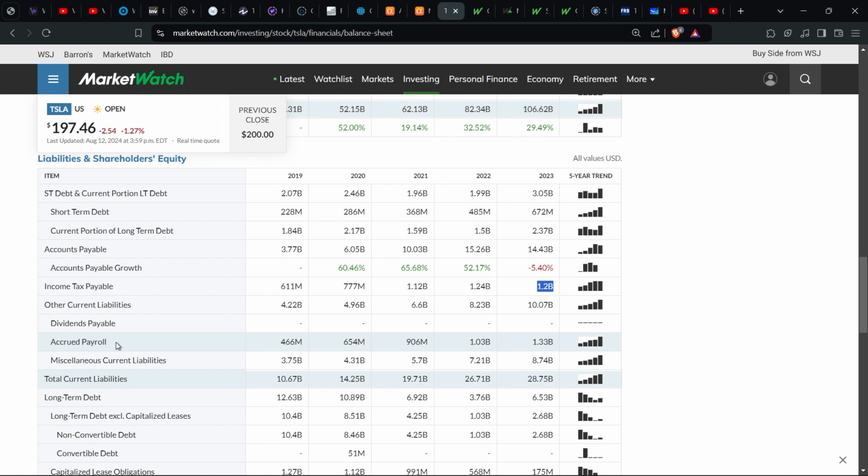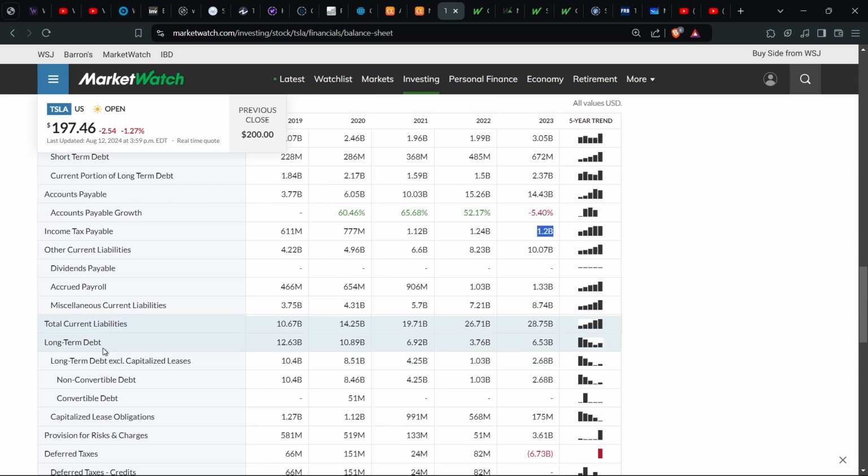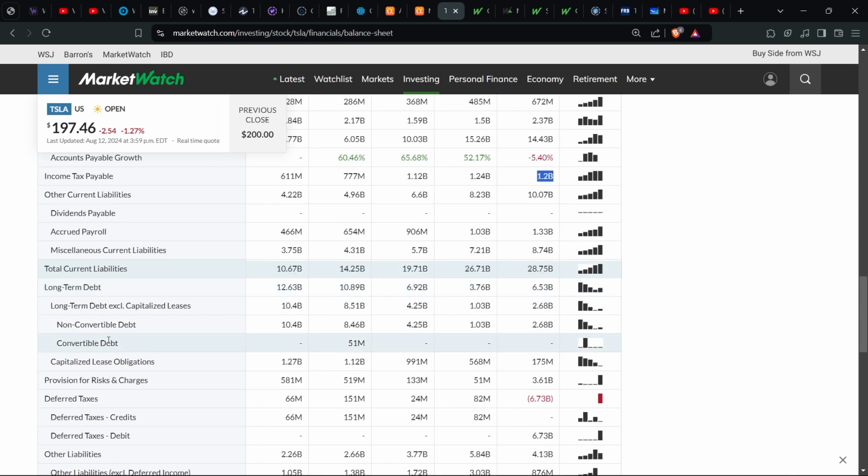Right. So moving on, you can see this is the total current liabilities of the company. And you can see the liabilities are very real. These are all expenses that the company needs to deal with in the coming financial year. Okay, moving on, now we are talking about the non-current liabilities.